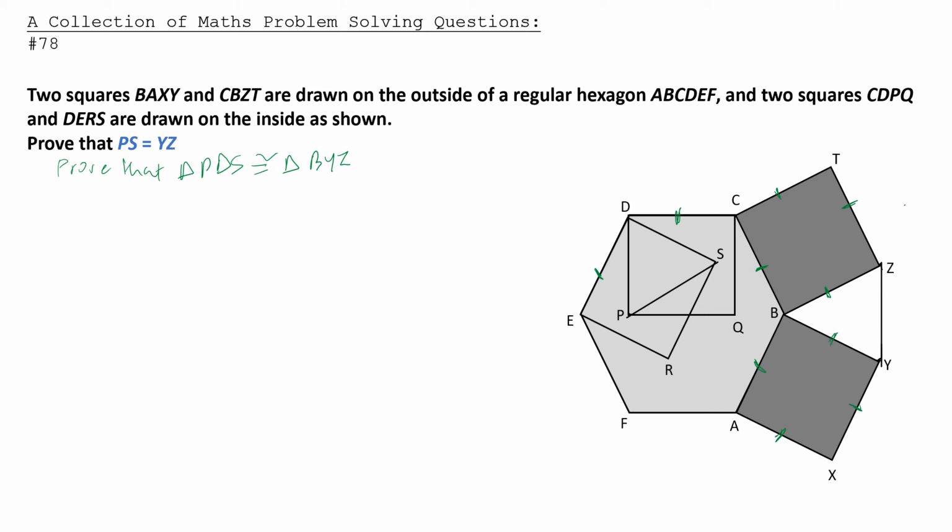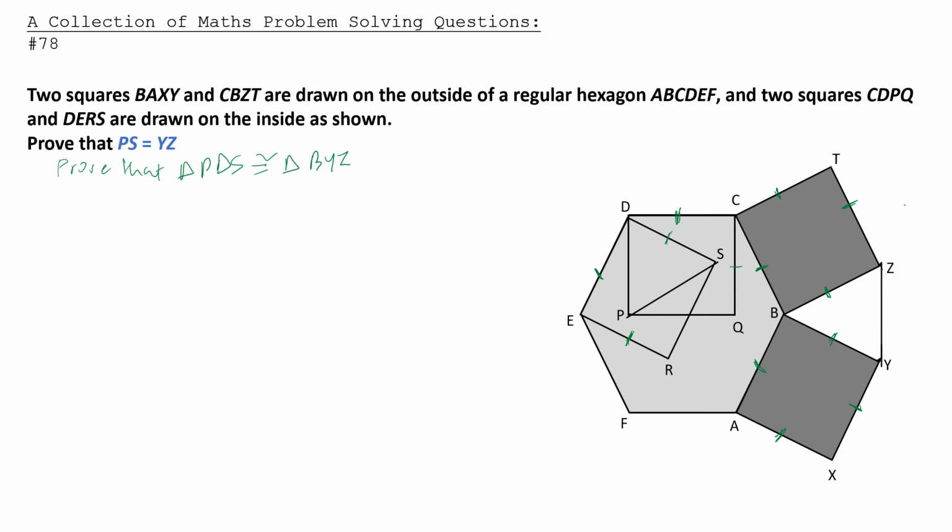And also if you look at the other squares that are inside, you have DE equal to DS, and DE is also equal to ER. So the sides are equal, and that would be equal to SR and PQ and CQ. So the squares have all sides equal, so the squares are equal.